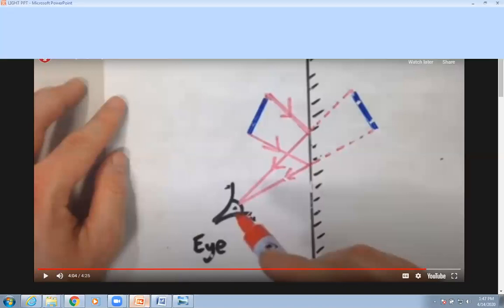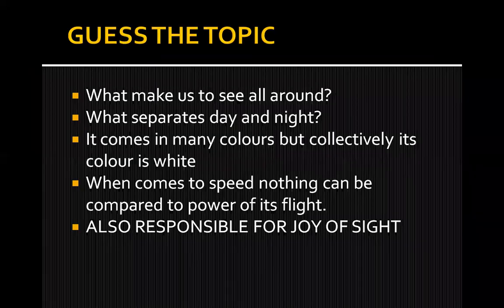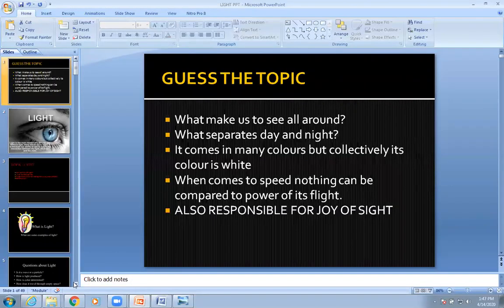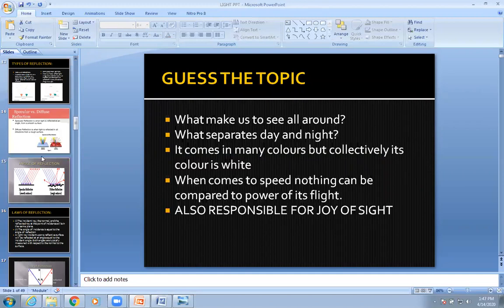Now we will continue with our presentation. I was discussing the image formation, and here it is.